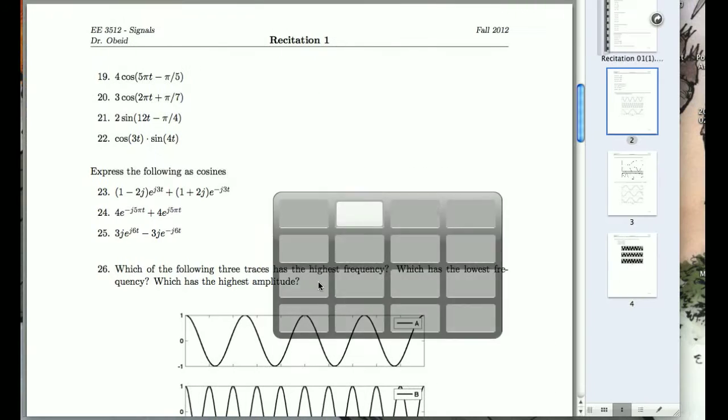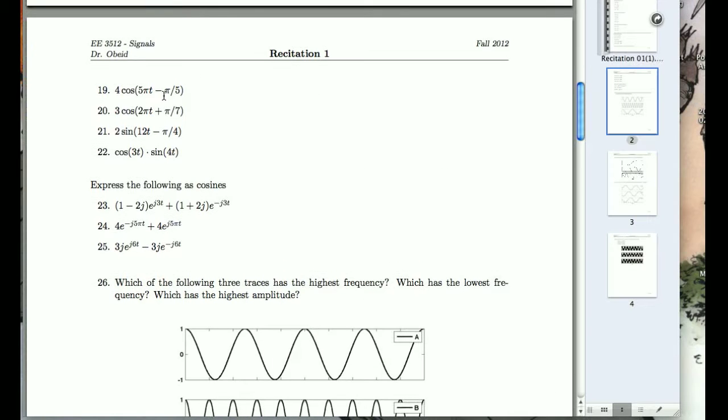Hi and welcome back. So in this video, we're going to do problem number 19 out of the first signals recitation. And the problem is this. We're given a function, x of t, that is equal to 4 cosine of 5 pi t minus pi over 5. Let me just make sure that that's right. 5 pi t minus pi over 5.